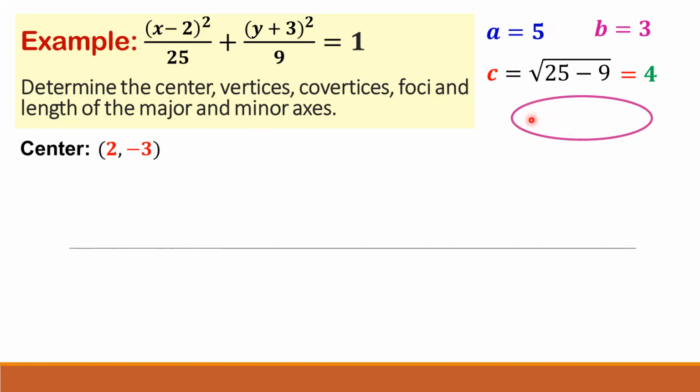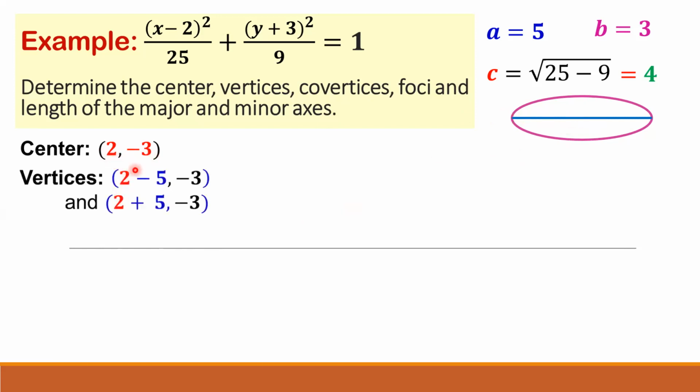So, ibig sabihin kung horizontal yung ellipse, pag ganun yung ating orientation, yung ating vertices tsaka foci should have the same y coordinate. Okay, so itong -3, constant natin to, no? Gagalaw tayo along the x values. Okay? So, para makuha natin yung vertices, we have the 2 minus 5 dun sa kaliwa and then the 2 plus 5 dun sa kanan. Okay? So, 2 minus 5 is -3, -3. Tapos dito naman, 2 plus 5 is 7, -3.